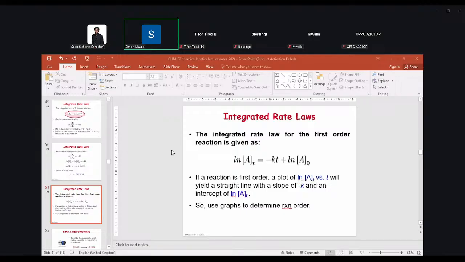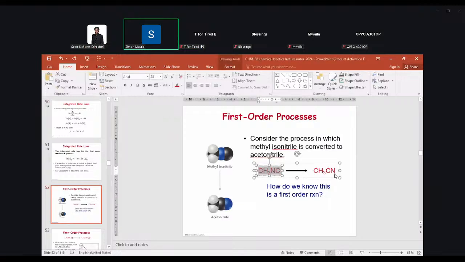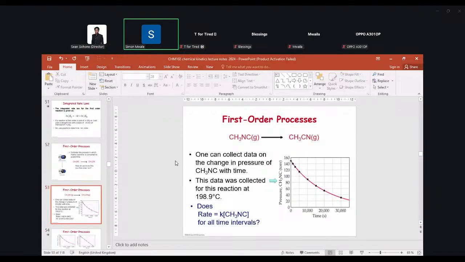Let me move to the next part here. Here is an example of how a question can be given for that particular integrated rate law. It says, consider the process in which methyl isonitrile is converted to acetonitrile. So this is the reaction. You can see the reaction there. The question is, how do we know this is a first order reaction? In giving you this, they'll also give you data like this one. They might give you the data in form of a table.